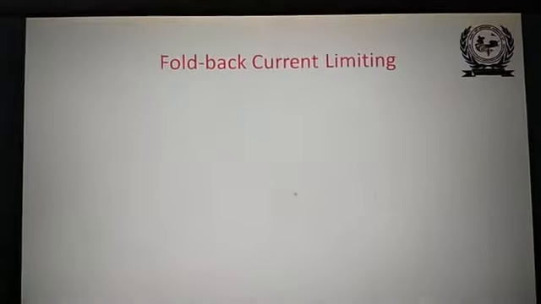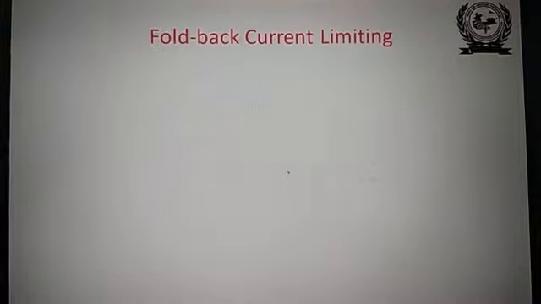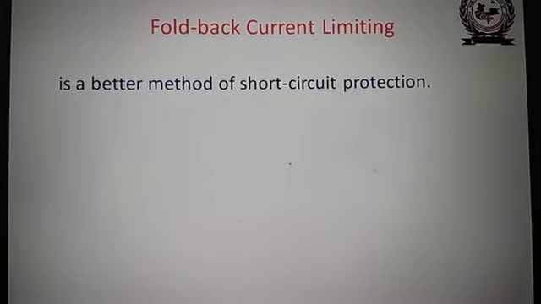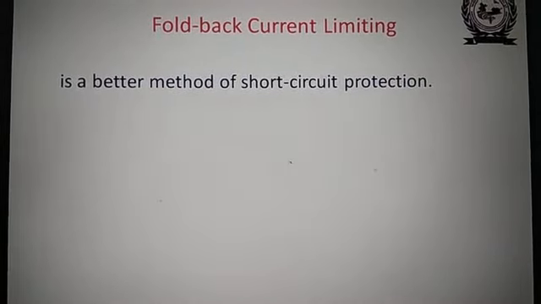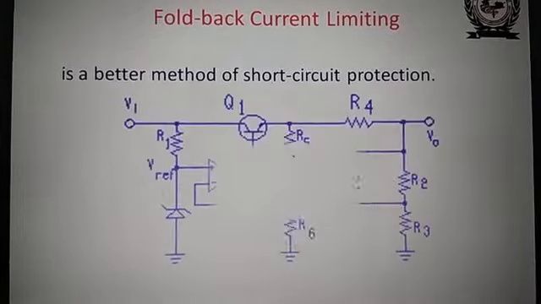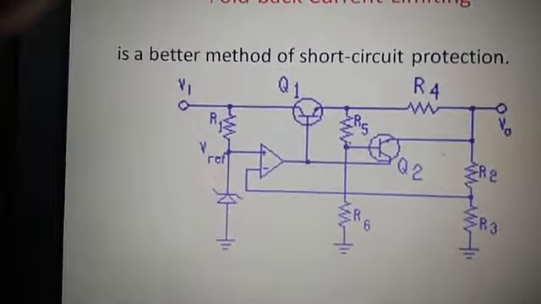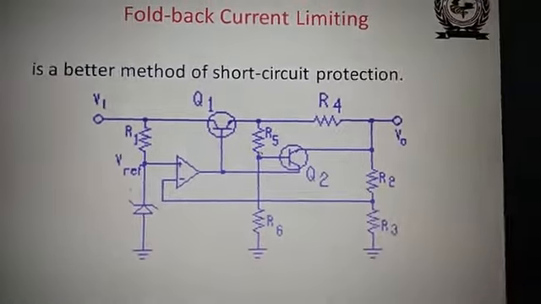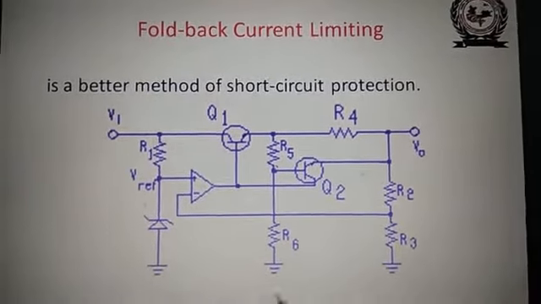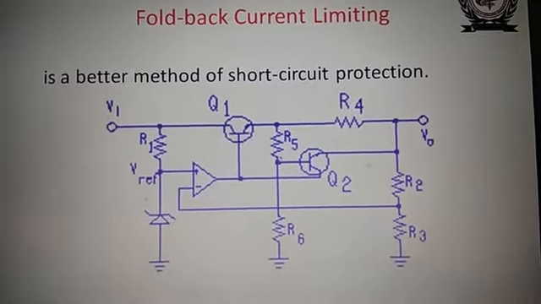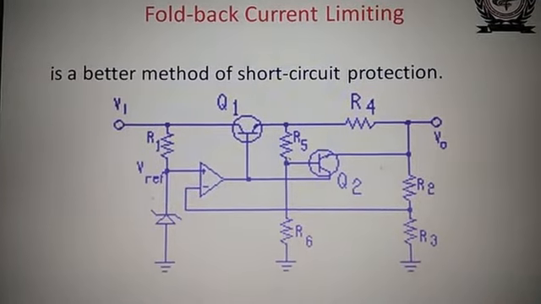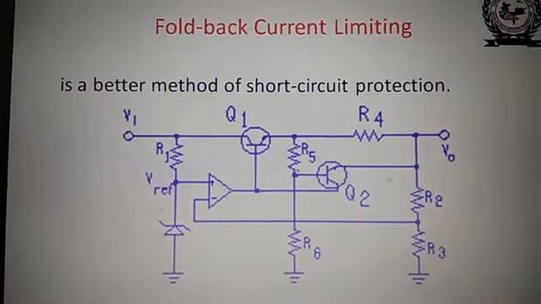Another protection circuit is fold back current limiting. It is a better method of short circuit protection, that is, fold back current limiting. Why is it called fold back? Because this transistor is connected in another arrangement where the collector is folded back to the operational amplifier output and base.